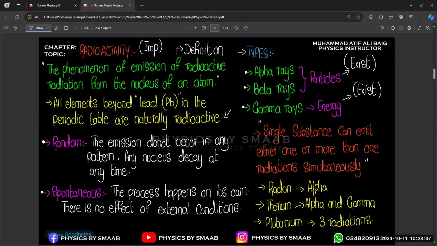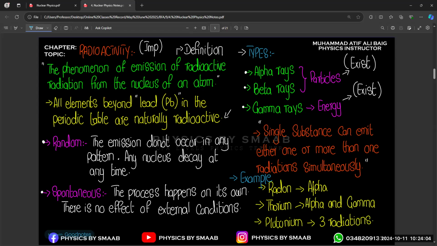You can see these are just for your reference. You don't need to learn these names. They will not ask about any name in physics. So for example, you can see radon. Radon gas, maybe you heard that name, but radon is an element and it only emits alpha particles. Okay, so radon only emits alpha particles.